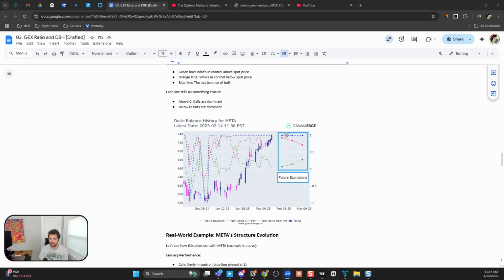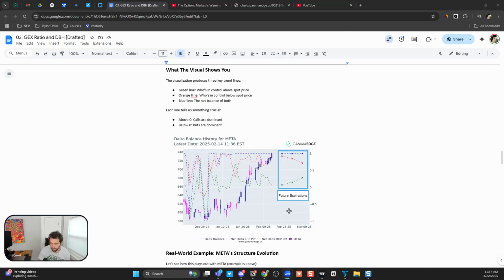And then the net delta balance line, the blue line, is pinned at 1. And remember, our expectation is that when things are pinned at 1, that is ultimately constructive, and calls are in control. So we would expect a bullish foundation, with price continuing to remain sideways to higher.